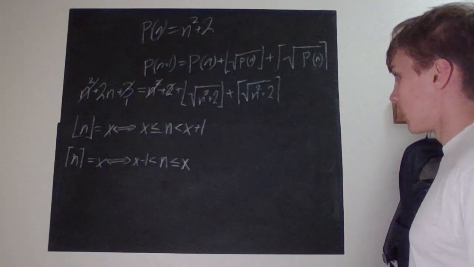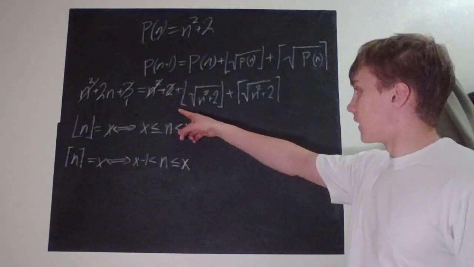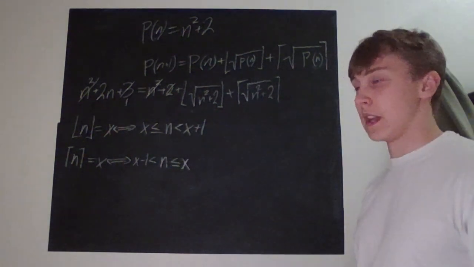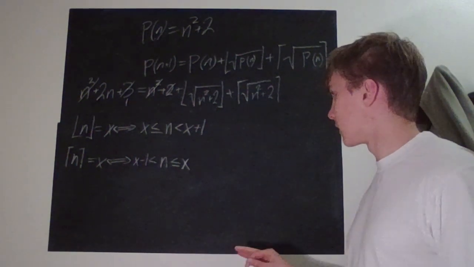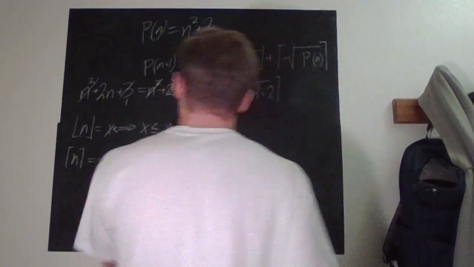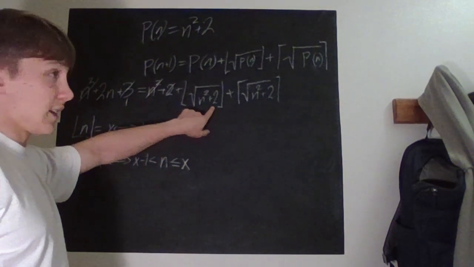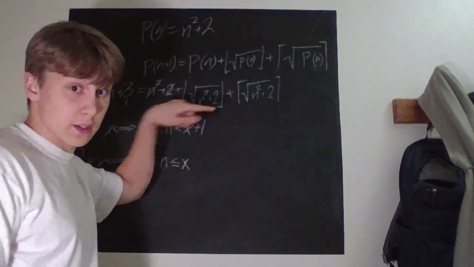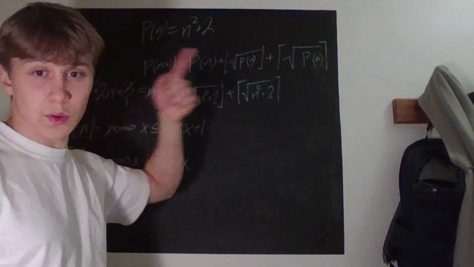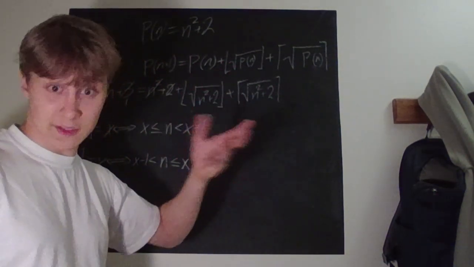So what is then floor of square root of n squared plus 2? I'm going to make a wild guess here and say that it's n. Because it kind of makes sense. If n is, say, 4, then we have 16 plus 2, that's 18. And since 18 is between 16 and 25, the square root is somewhere between 4 and 5. And then the floor of that is 4, right?